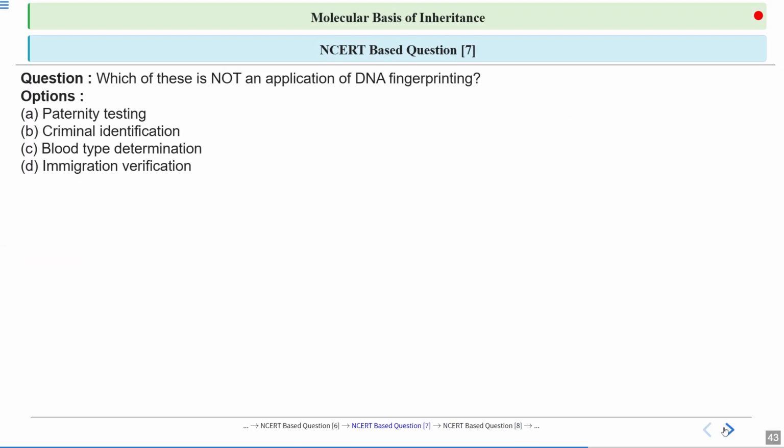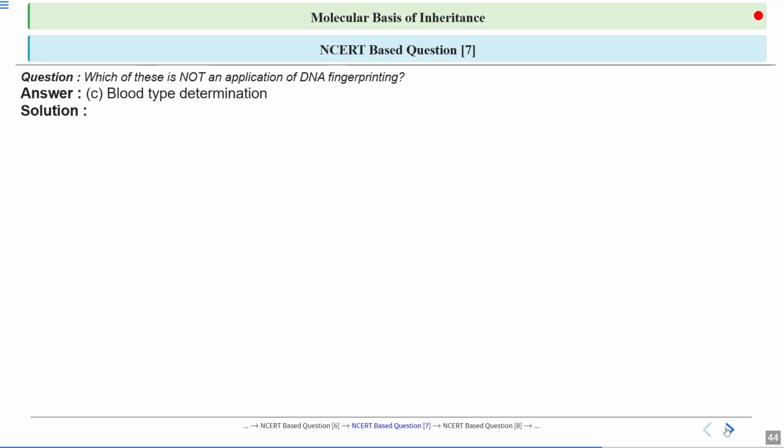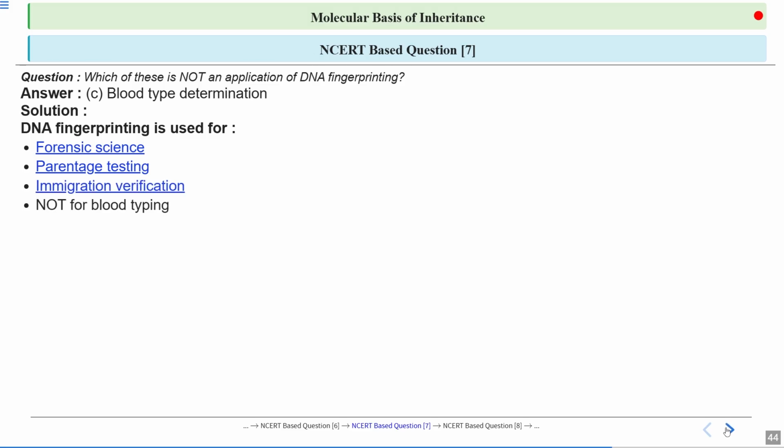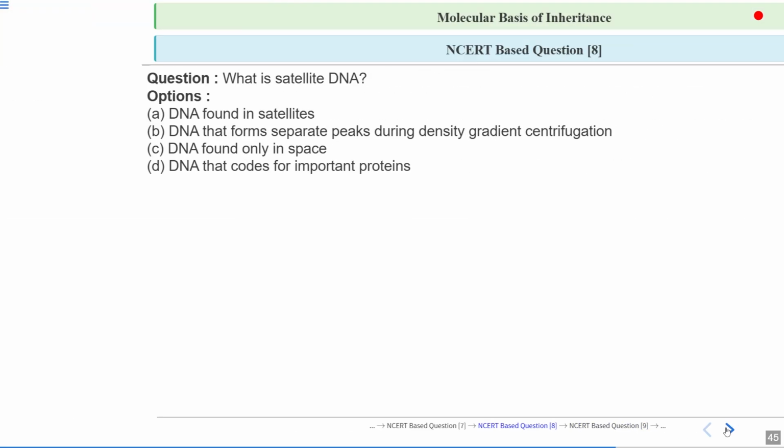So yeah. Next question: which of these is not an application of DNA fingerprinting? Is it paternity testing, criminal identification, blood type determination, or immigration verification? So it is blood type determination. DNA fingerprinting is used for forensic science, parentage testing, and immigration verification, but not for blood typing.